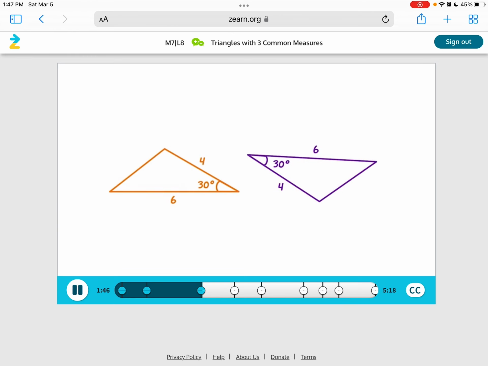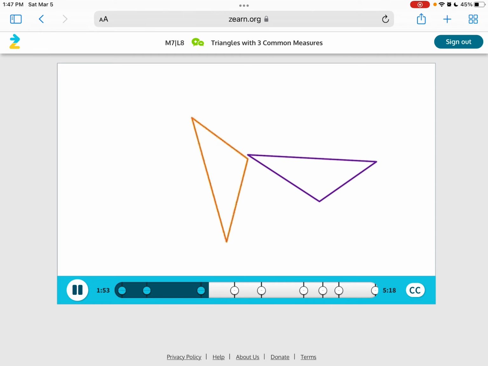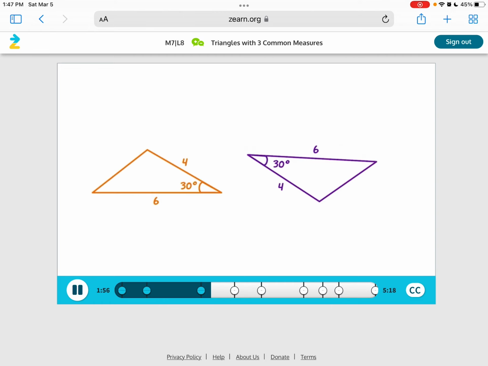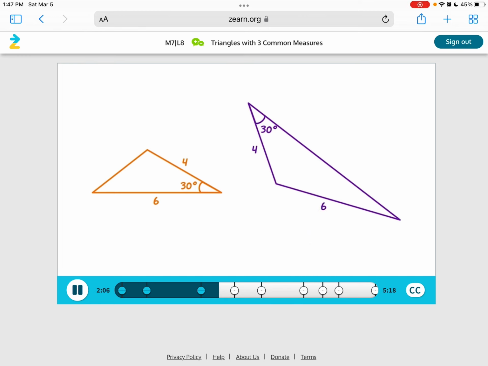These 2 identical triangles share a side, then an equal angle, and then another side. They match up perfectly. Let's change this triangle a little. I'll adjust this triangle so that the side length of 6 units is over here. These 2 triangles still share 2 side lengths and 1 angle measure. But this time, the angle is not in between the 2 side lengths we know. It's only next to the 4 unit side.